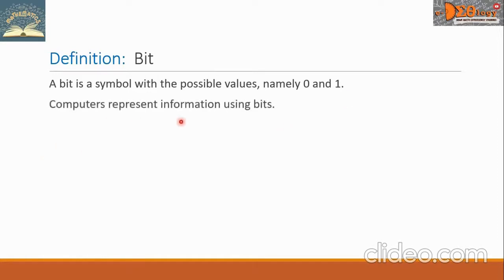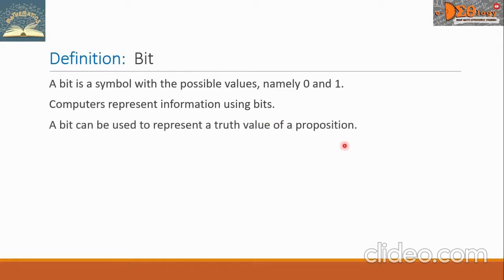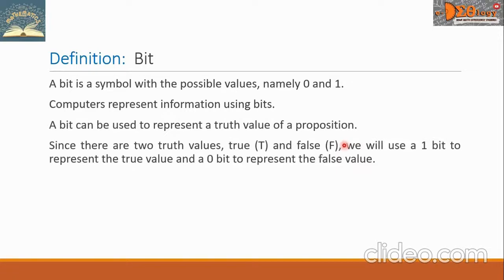Let's begin by defining bit. A bit is a symbol with the possible values, namely 0 and 1. Computers represent information using bits. A bit can be used to represent a truth value of a proposition. Since there are two truth values, true represented by T and false represented by F, we will use a 1 bit to represent the true value and a 0 bit to represent the false value.